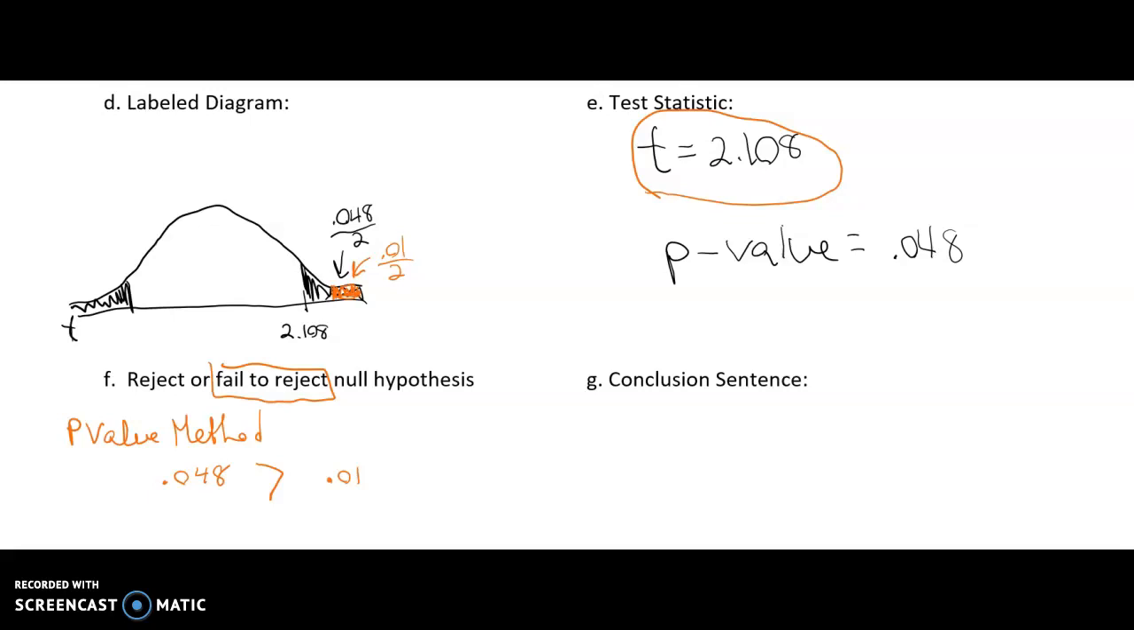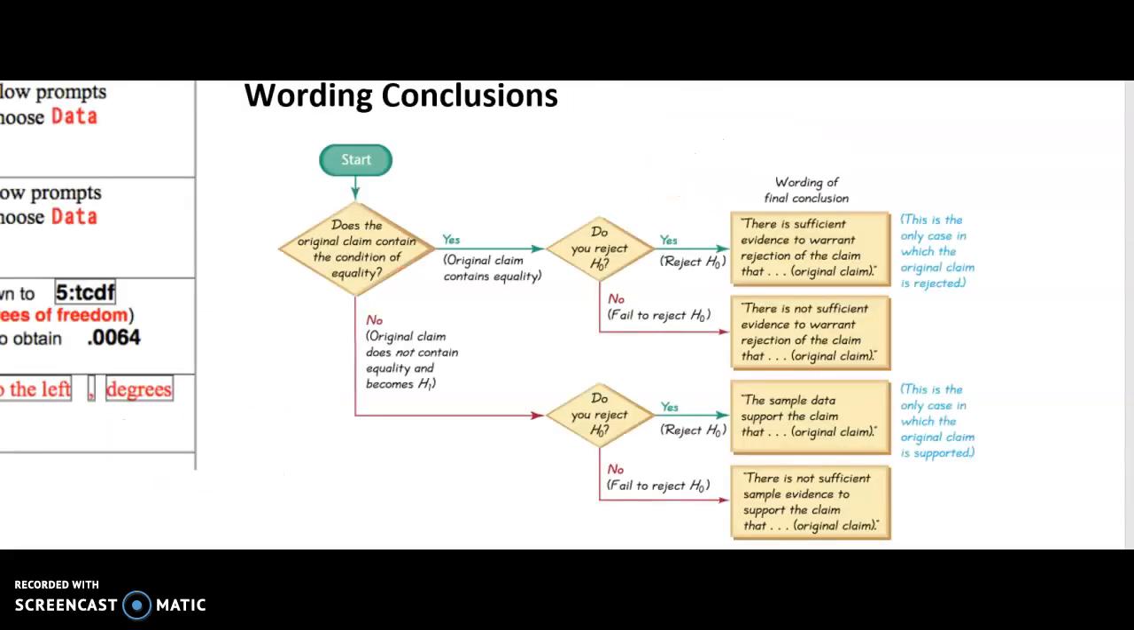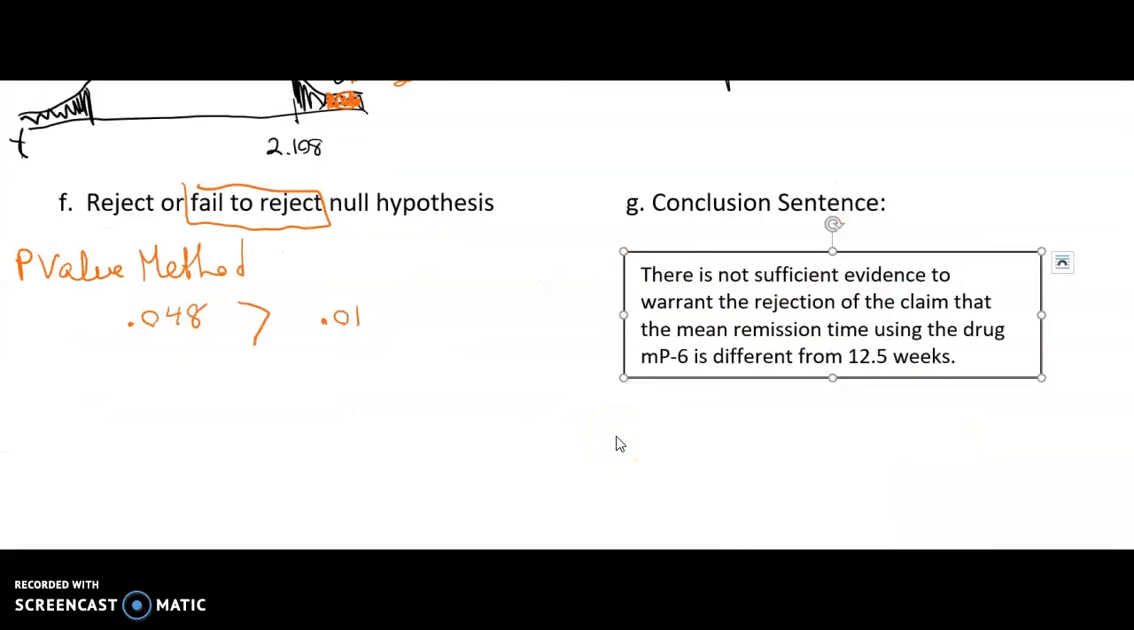So now we can go ahead and write our conclusion sentence. Our original claim for this one did include equality, so we're going to say yes there. And then we failed to reject. So we're going to say there's not sufficient evidence to warrant the rejection of our claim. In conclusion, there's not sufficient evidence to warrant the rejection of the claim that the mean remission time using the drug MP6 is different from 12.5 weeks.